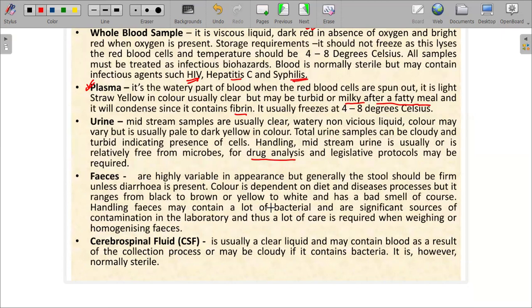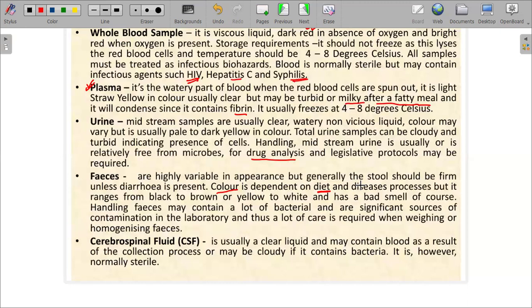Unless it is diarrhea, that's when it can also be not firm. And then color is dependent on diet. When we are looking at feces examination for pathological examination, it also depends on the diet that the patient has, and diseases and disease processes, but it ranges from black to brown or yellow to white, and there's a bad smell, of course. The type of diet or meal a person has eaten also affects the smell as well as the color of the stool. I'm sure that we can also agree.